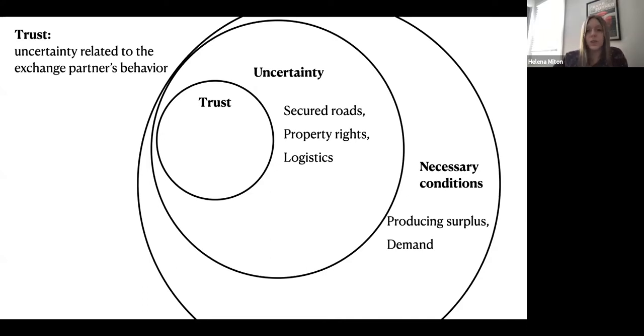That involves, for instance, the fact that you have secured roads or property rights that are actually enforced, or also simply logistics on how you move things from one point to another. And finally, among all those reasons to be uncertain about the outcome of commercial exchanges is an even tinier subset of problems, which I call problems of trust. It's really just the share of uncertainty that relates to the exchange partner's behavior. And that's the part we're going to really focus on.